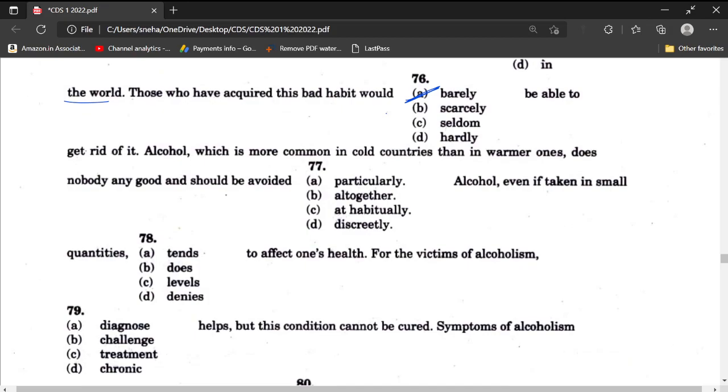Next, alcohol, which is more common in cold countries than warmer ones, does nobody any good and should be avoided dash. That means completely, meaning should be avoided altogether. Next, alcohol, even if taken in small quantities, dash to affect one's health. Denies to affect, no. Levels, no. Does no. Tends to affect, in the sense it would give effect.